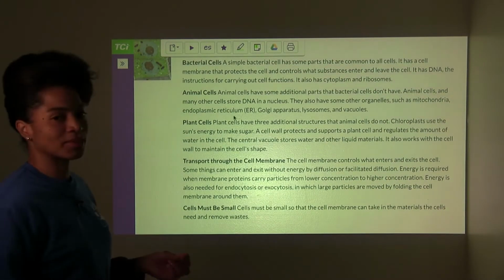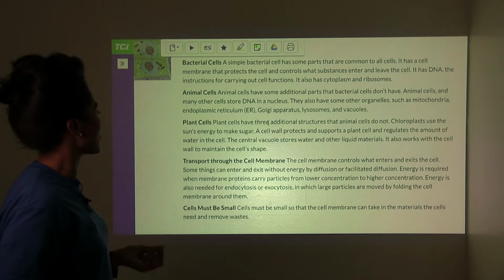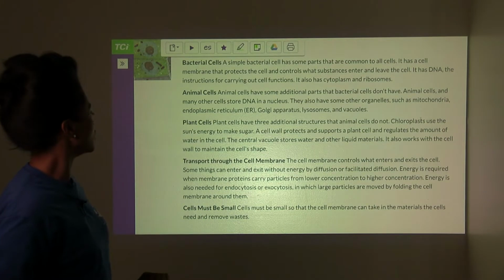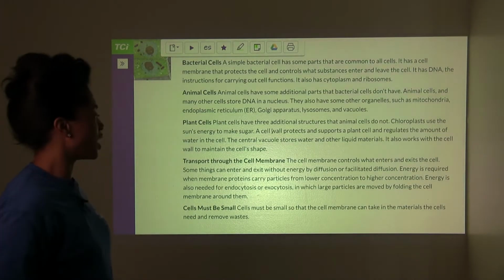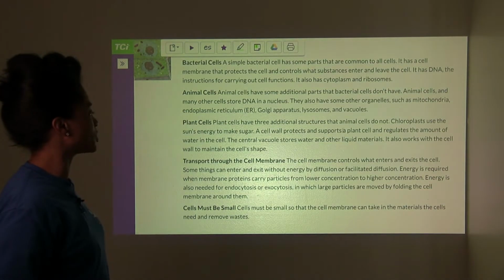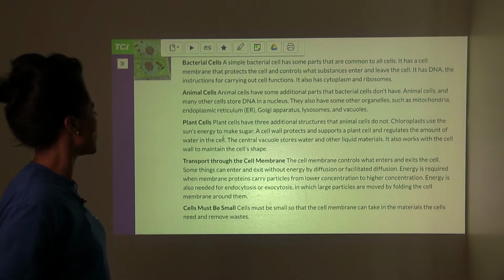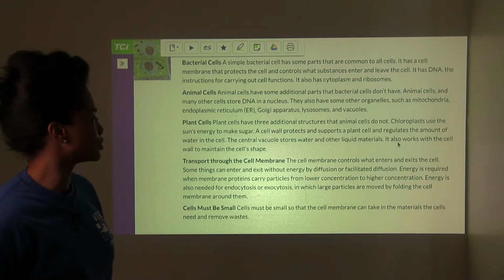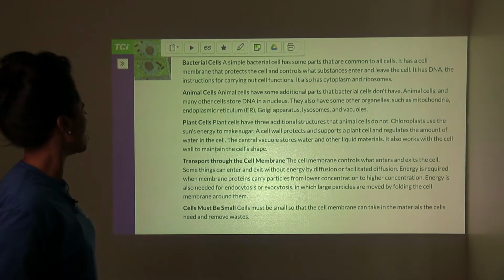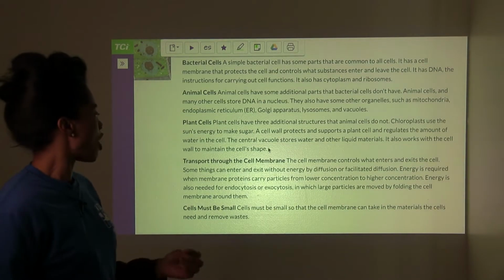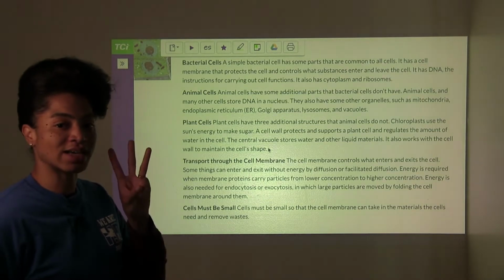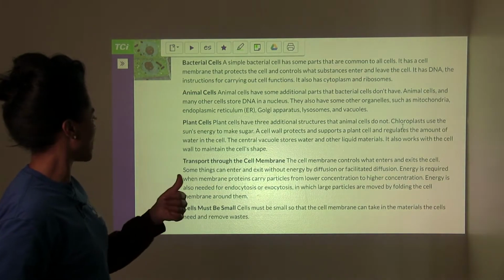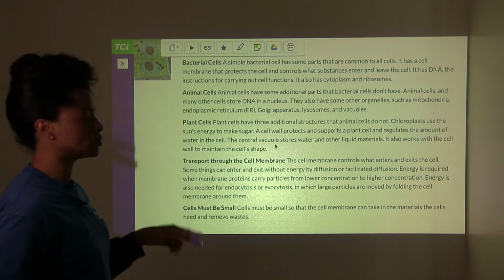Section 3 discussed plant cells. Plant cells have 3 additional structures that animal cells do not. Chloroplast uses the sun's energy to make sugar. A cell wall protects and supports a plant cell and regulates the amount of water in the cell. The central vacuole stores water and other liquid materials. It also works with the cell wall to maintain the cell's shape. I always like to think of the plant cells as having 3 C's that are not in the other types of cells. So chloroplast, cell wall, central vacuole, 3 C's.